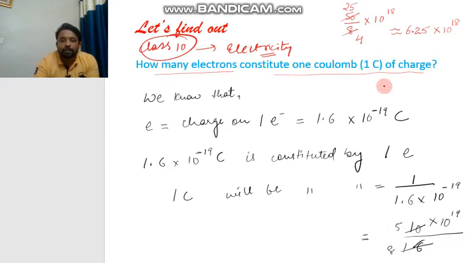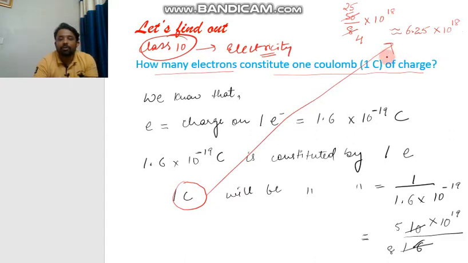So 6.25 into 10 raised to power 18 electrons. This is a fairly large value, that is, 1 coulomb of charge will be contained by this much number of electrons. So 1 coulomb is a very large value. It is very seldom that in practical life we encounter a charge of such a big magnitude. Generally, in our practical problems, we deal with charge which is much lesser than 1 coulomb.